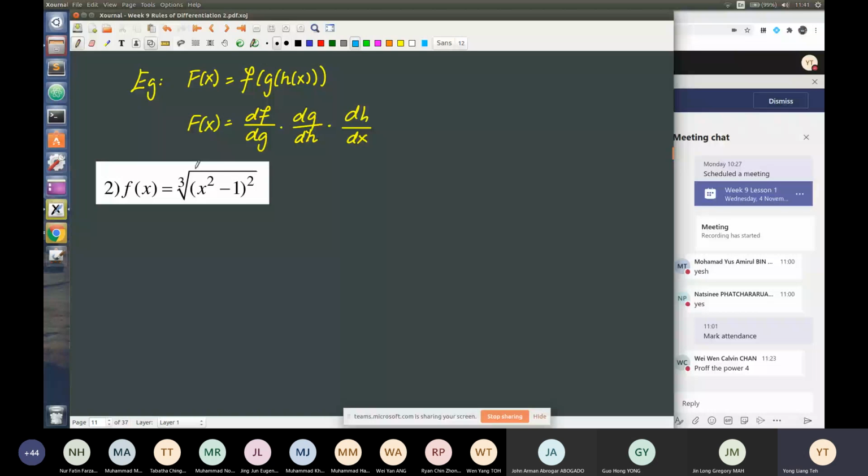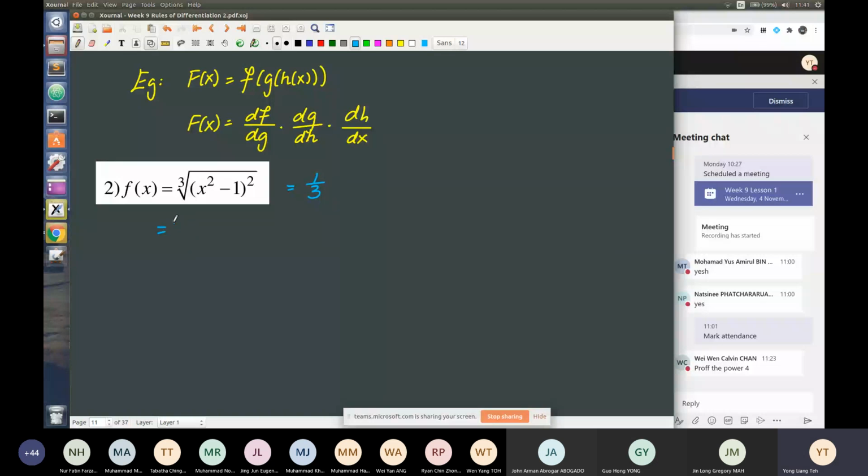Of course, there are two ways you can write this. I'm going to show you three ways. This guy is actually the cube root of this function. So the first thing to get your df dg is to bring down the cube, correct or not? Okay, so let me write it this way.